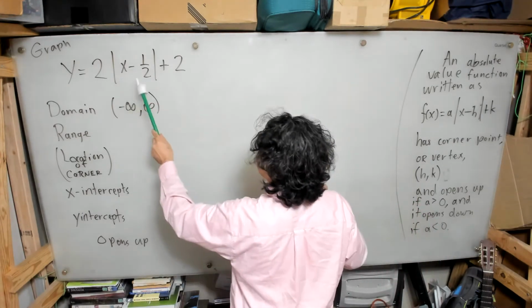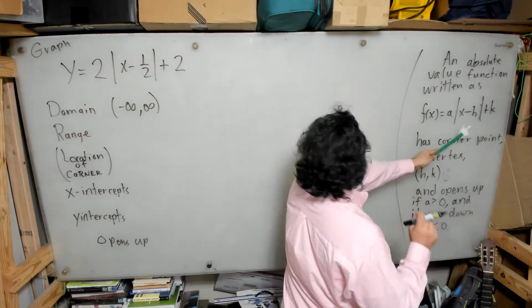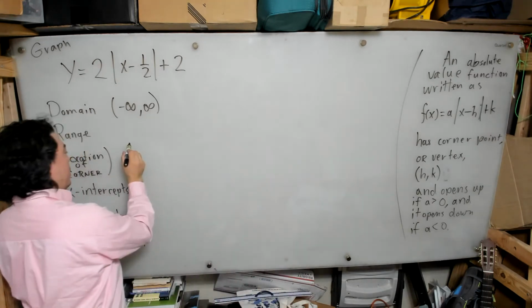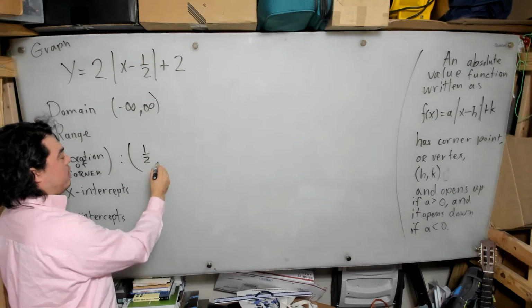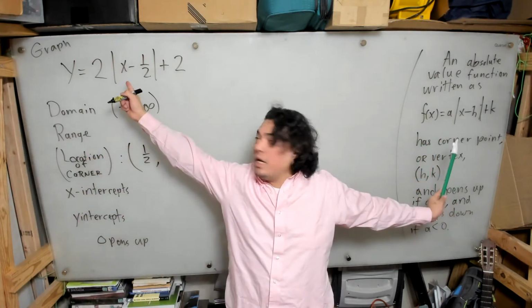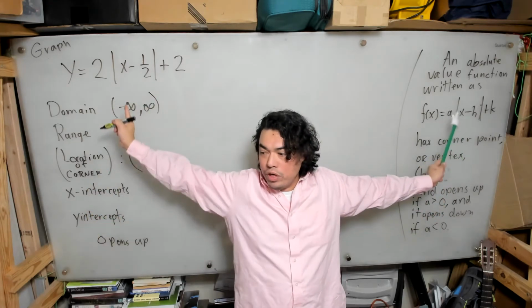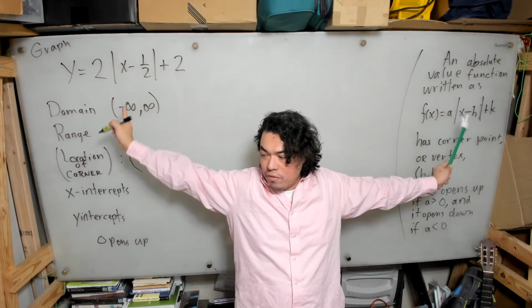Look at this, x minus 1/2, x minus h. So therefore here, my corner point is going to have x coordinate positive 1/2. Notice how in our equation here, it's x minus 1/2. In our expression over here, it's x minus h. You see? If you compare those two, then you can see that the h must be 1/2.